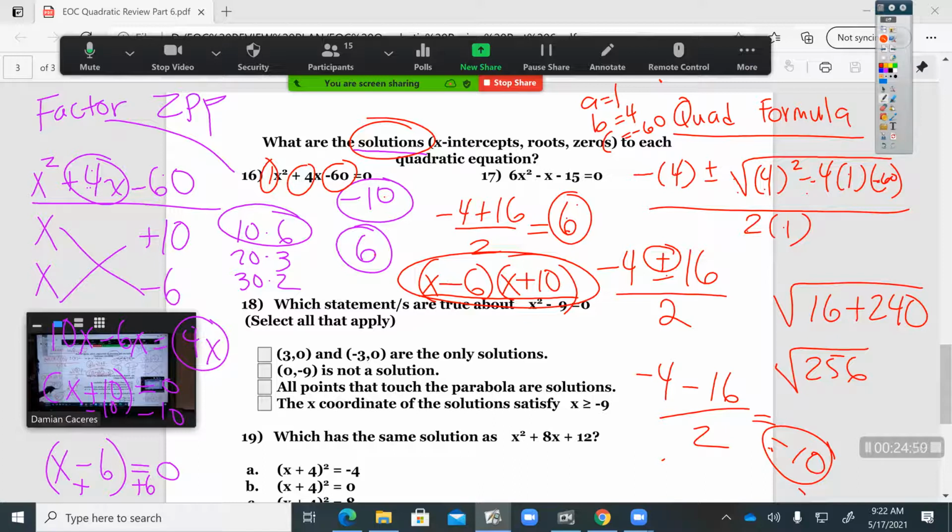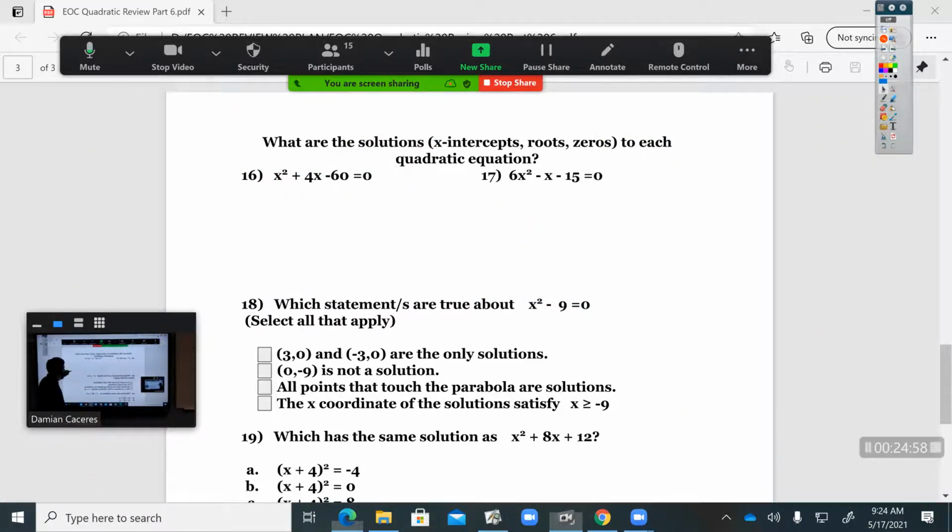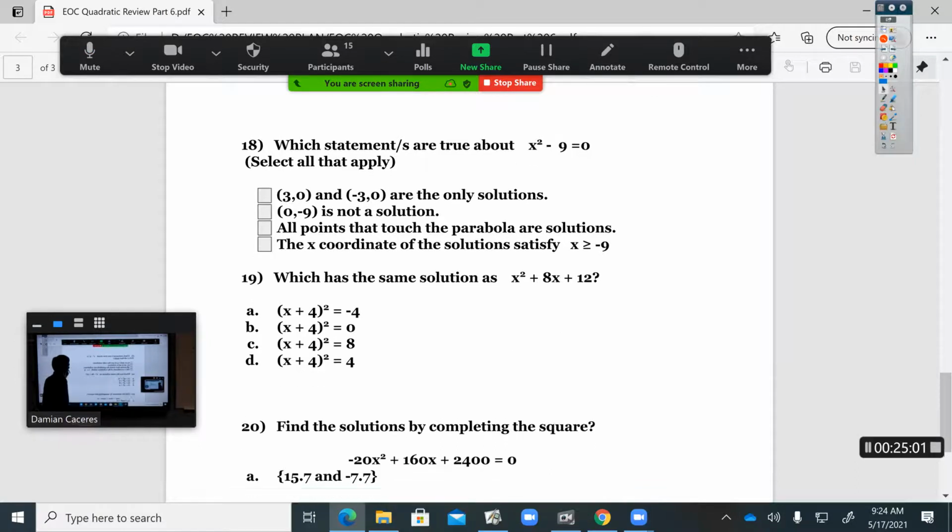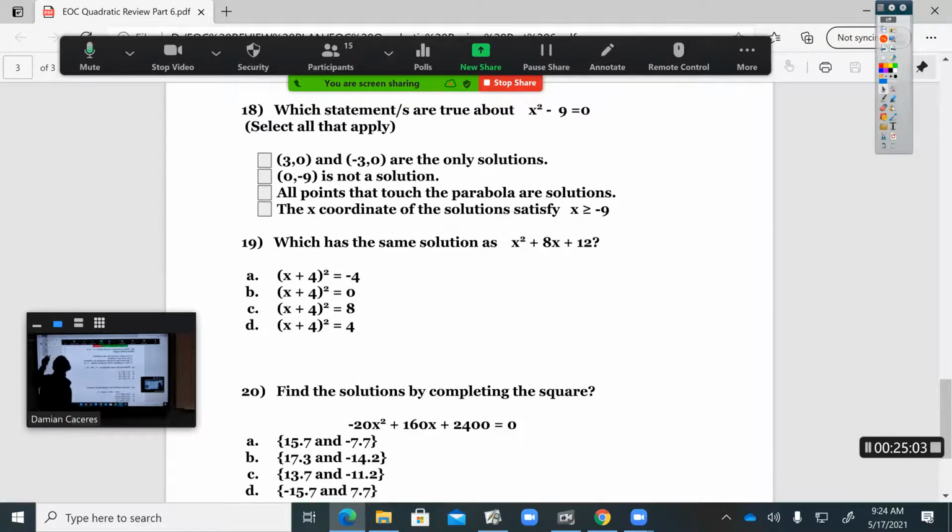Copy down the work before I move on to the next one. We're almost to 20. All right, now we are at number 18. Now, 18 is a bit special, so please pay attention if you want to pass the EOC.